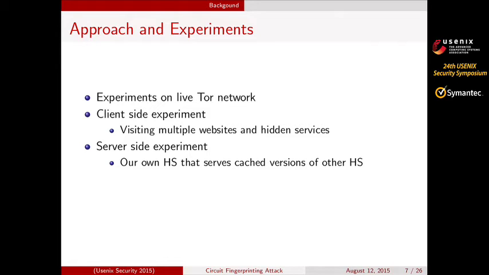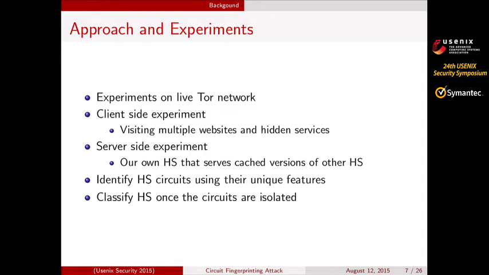For obvious reasons, we can't get real data on hidden services out there. So this was our attempt to imitate multiple hidden services using our own. We'll justify later in the talk why this should give realistic data. From these experiments, we make some observations, and our attack is that first, we identify the hidden service circuits using their features. And finally, from those hidden service circuits, we classify which hidden service they belong to.